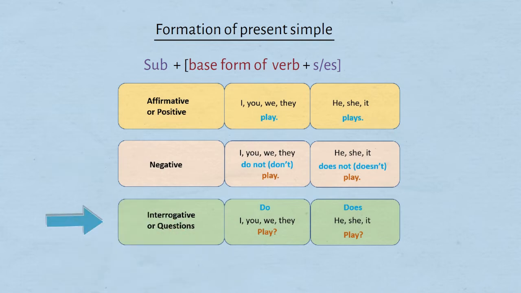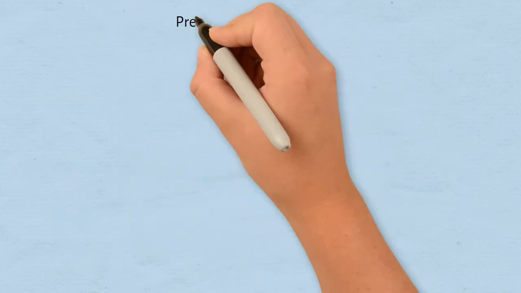Interrogative. For interrogative, we are asking questions. So hence, it would be, do I play? Do you play? Do we play? Do they play? Does he play? Does she play? Does it play?